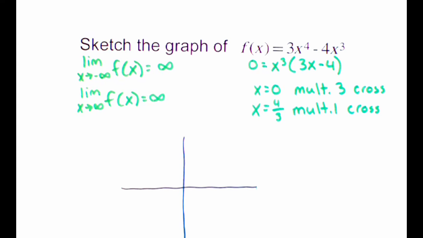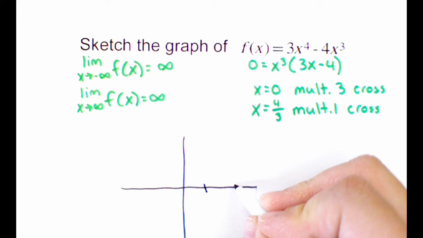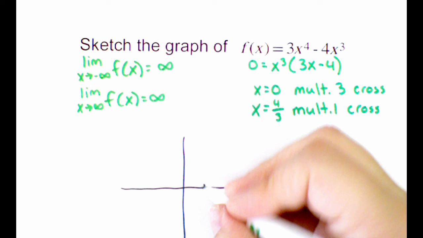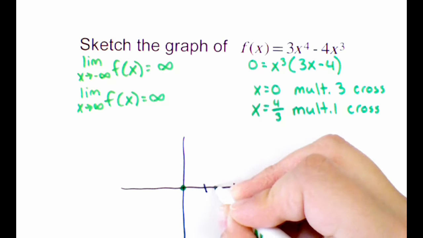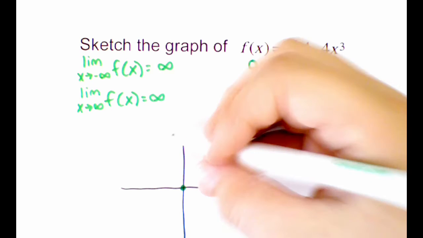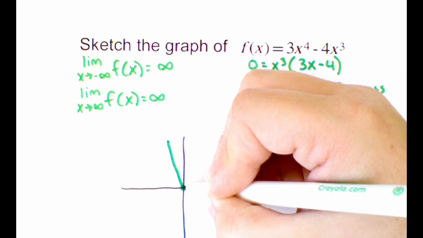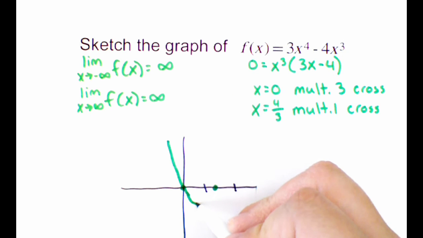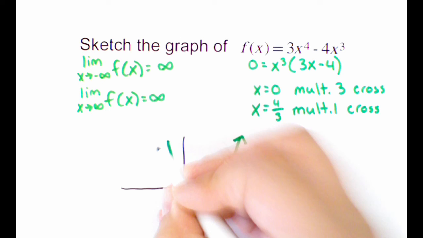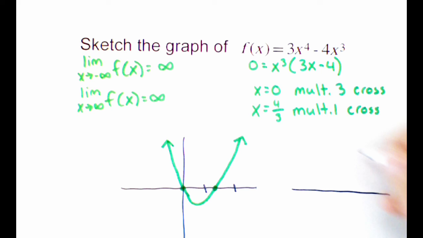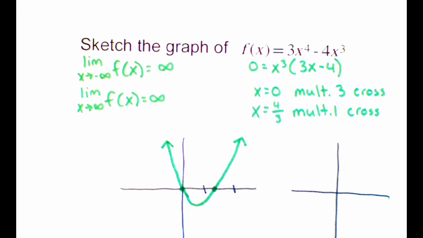Sketch my little graph here. I'm going to cross at 0 and 4/3, so we'll go like that. Now this does not tell me anything else. I know the ends both go up. I know I cross the x-axis here and about here. For right now, we can start from up. We cross, go down something, cross. Sure, something like that.